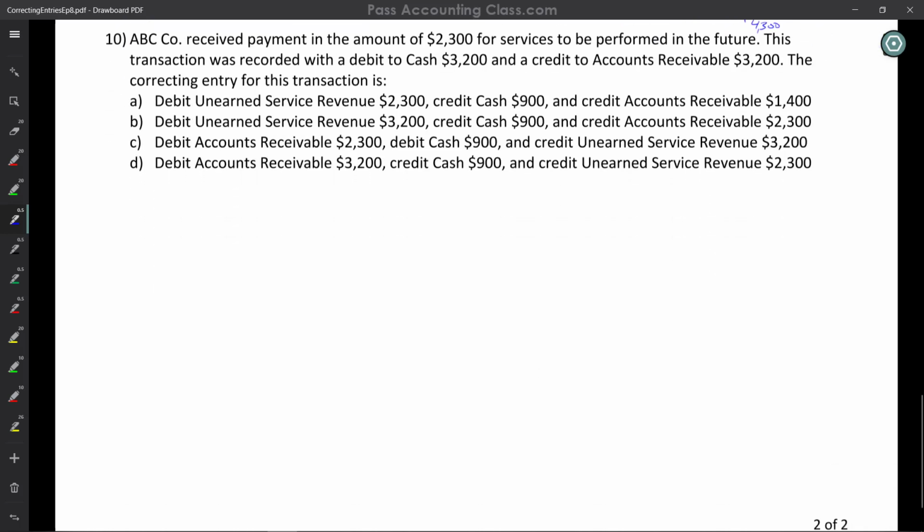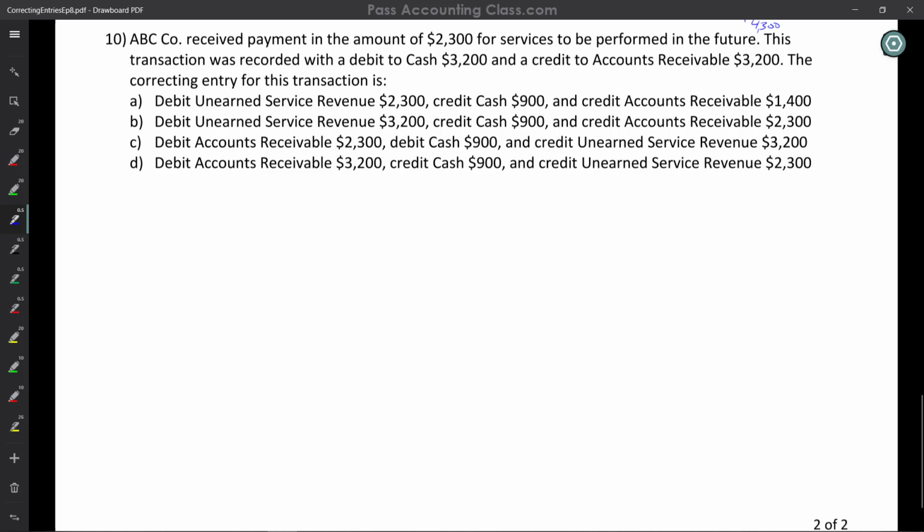For question 10, it says, ABC Co. received payment in the amount of $2,300 for services to be performed in the future. This transaction was recorded with a debit to cash for $3,200 and a credit to accounts receivable $3,200. The correcting entry for this transaction is debit unearned service revenue $2,300, credit cash $900, and credit accounts receivable $1,400, debit unearned service revenue $3,200, credit cash $900, and credit accounts receivable $2,300, debit accounts receivable $2,300, debit cash $900, and credit unearned service revenue $3,200, or debit accounts receivable $3,200, credit cash $900, and credit unearned service revenue $2,300.